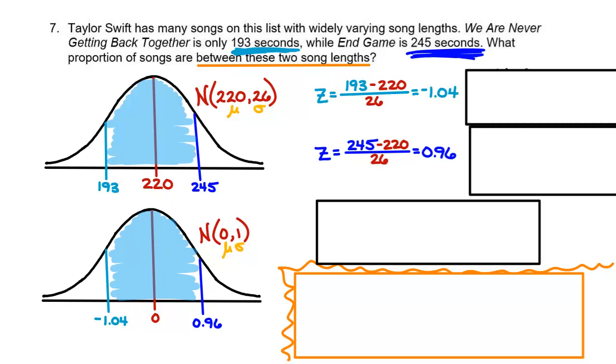So I need to look both of these up in table A, and I need to write down what the area is for both of those. Go look both of them up and write down what that proportion is. Write down that decimal for each of these Z-scores.